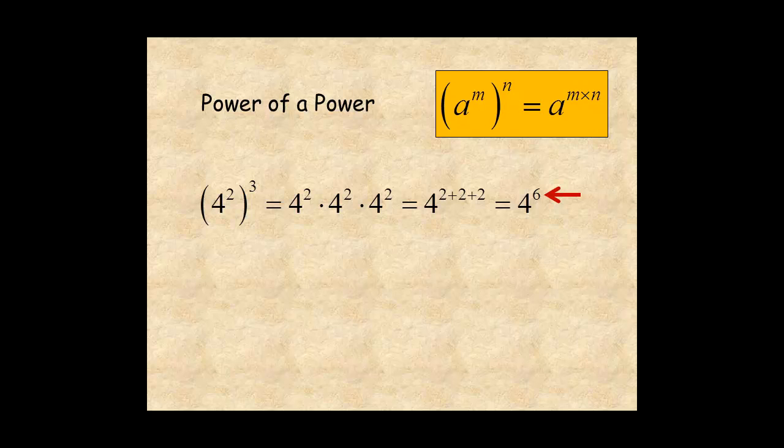To simplify 4 to the power of 2 to the power of 3, multiply the exponents. 2 times 3 is 6, for 4 to the power of 6.